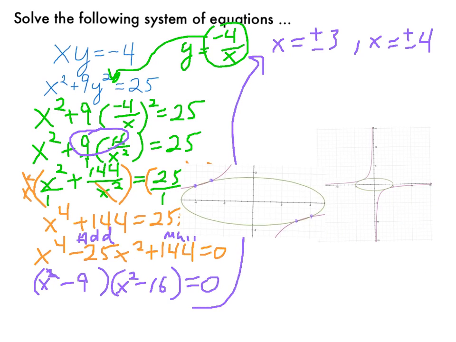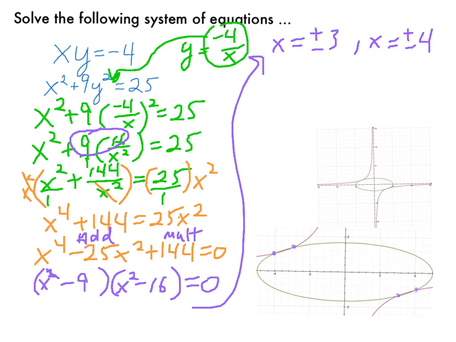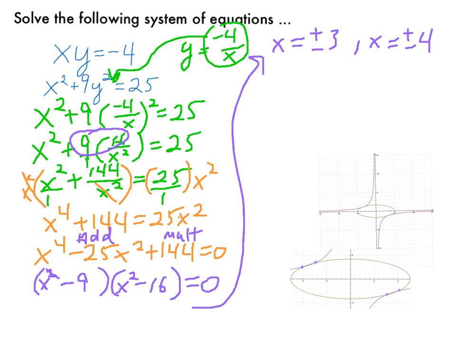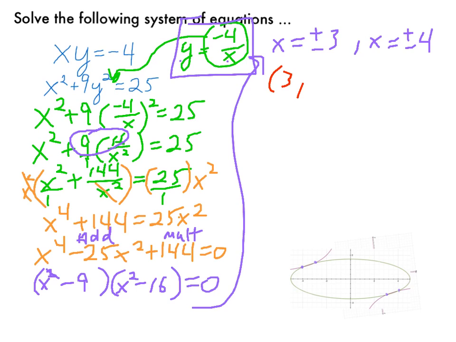So let's get back to finishing this, because we are finding the coordinates, and what we just found was the x values. So how do we figure out the y values? Well, you plug it into one of the originals, and I think it's safe to say that this one right here is the easiest one to plug in an x value to get a y value. So let's do that. We are going to have an x equals 3 and an x equals negative 3. And we're going to have an x equals 4 and an x equals negative 4.